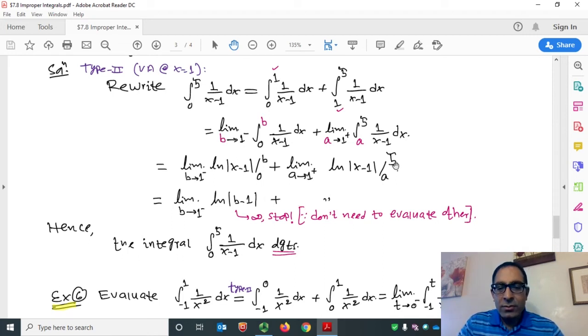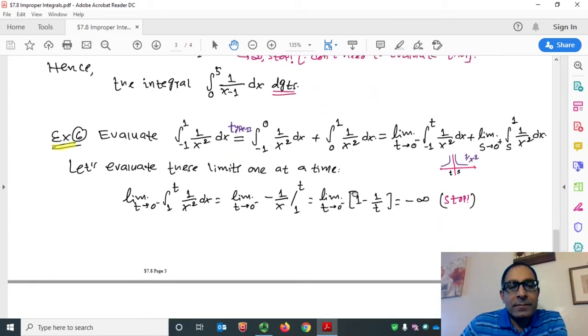Similarly, the second term, just the upper limit here, limit as a tends to 1 from the right, 5 minus 1 is 4. So that's a finite number. Great. But when you take a approaching 1, then this becomes ln 0. ln 0 is infinite. So we just stop here. We don't need to evaluate the second one, but we already computed. But if any one of these improper integrals diverges, then automatically the left side integral diverges. Great. Hence the given integral diverges. Awesome. Now let's move on.